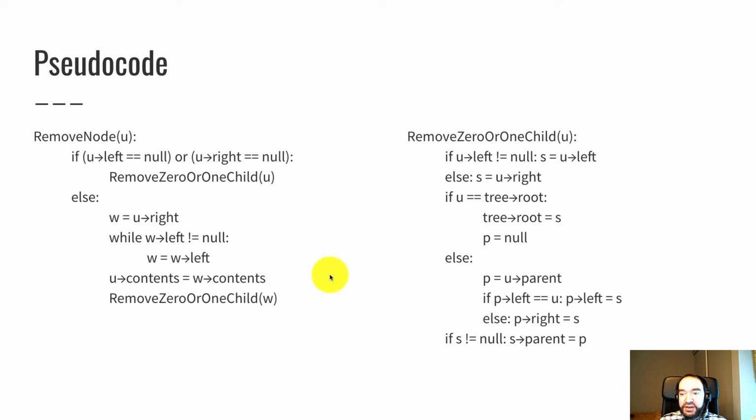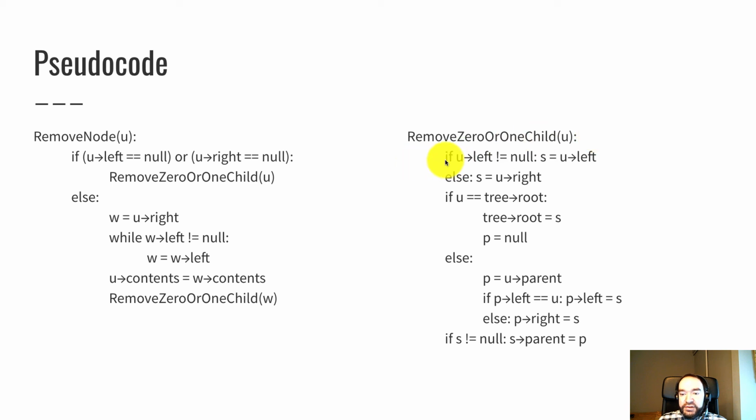So the last thing we need to go over is how remove 0 or 1 child works. It's given a node u that points to a node that for sure has less than 2 children, and remove 0 or 1 child needs to take that node out of the tree and update any pointers that might point to it. So that's the root pointer, parent pointer, left or right child pointers.